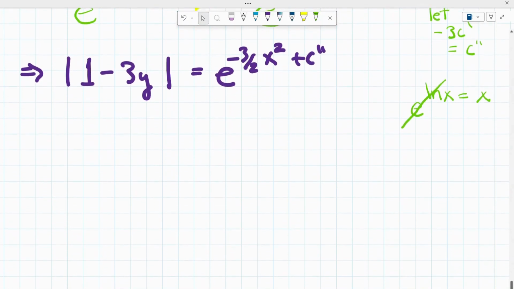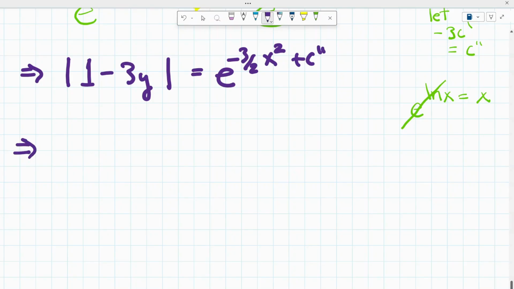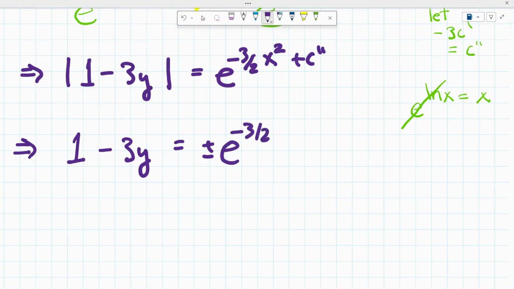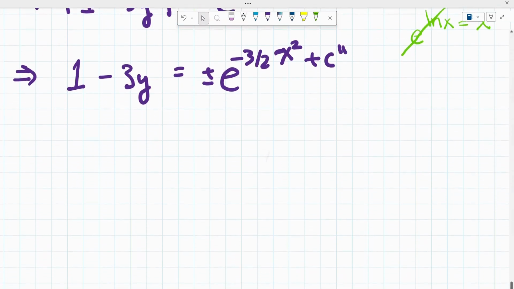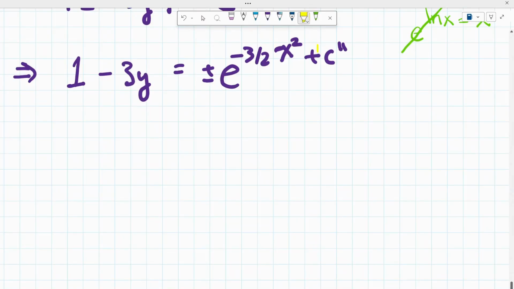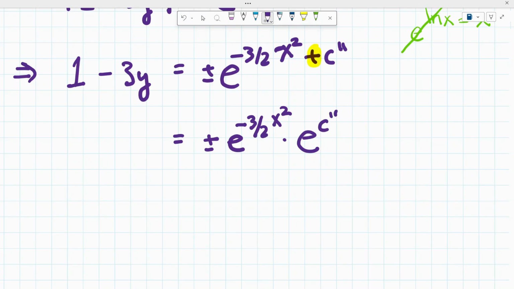And like I showed in our theory section, we can get rid of the absolute value by taking the plus or minus of the value. So we now have plus or minus e to the negative 3 over 2 x squared plus c double prime. I also showed you previously how we can take this plus c and change it into two terms, so we have e to the negative 3 over 2 x squared multiplied by e to the c double prime.